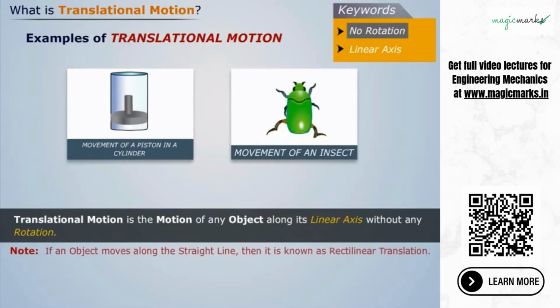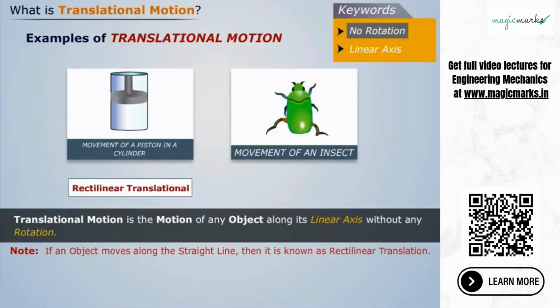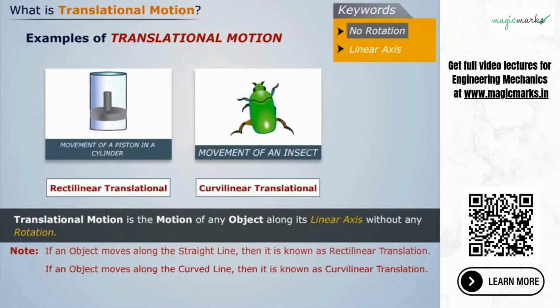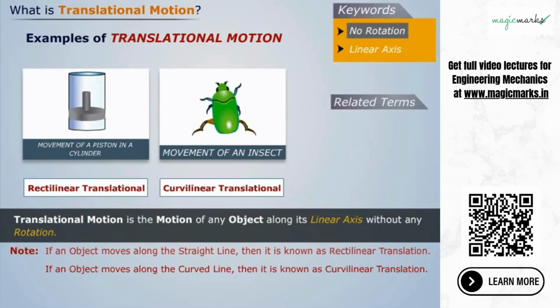Note that if an object moves along the straight line, then it is known as rectilinear translation. And if an object moves along the curved line, then it is known as curvilinear translation. Related terms are the linear displacement, linear velocity, and linear acceleration.